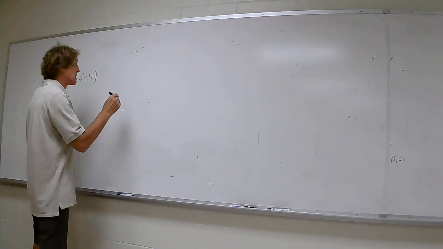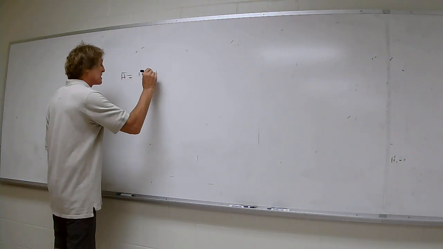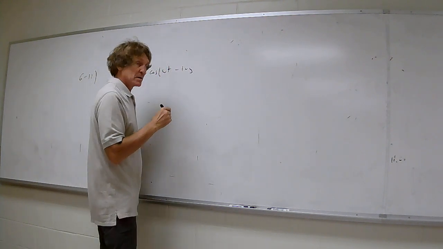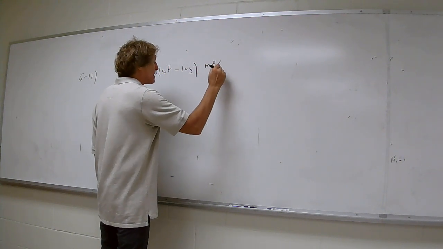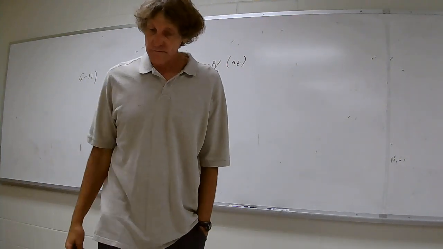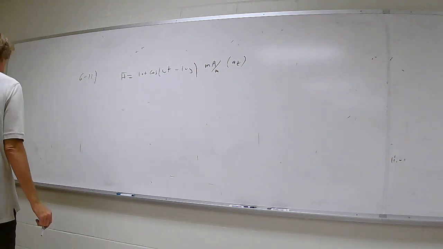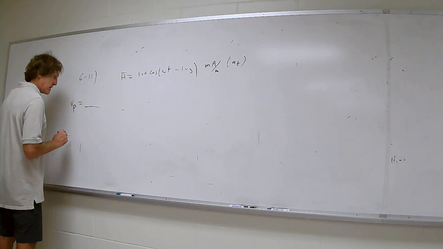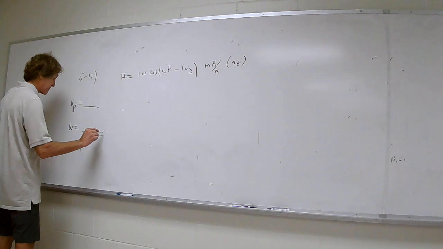H equals 100 cosine of omega t minus 10y milliamps per meter, in the az direction. Find propagation velocity, angular frequency, and electric field. So first they want phase velocity. Then they want omega. And what else? The E field.